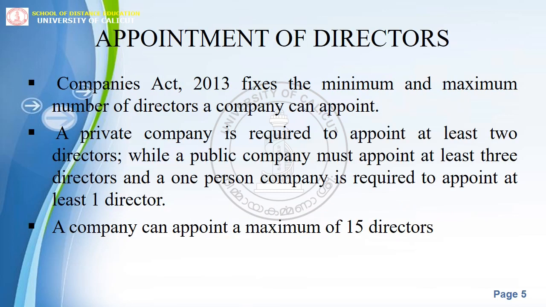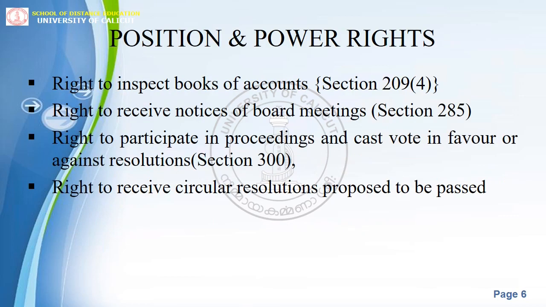The Companies Act 2013 fixes the number of directors for a company. In the case of a private company, the minimum number of directors is 2, while a public company must appoint at least 3 directors, and for a one-person company, as the name suggests, the number of directors is at least 1. The position and power of the directors are mentioned in the Companies Act 2013. They have the right to inspect the books of accounts, the right to receive notices of board meetings, and the right to participate in the proceedings and cast votes in favor of or against resolutions.